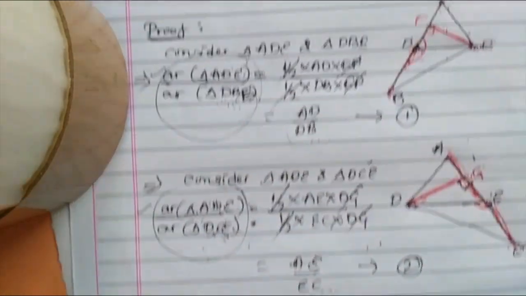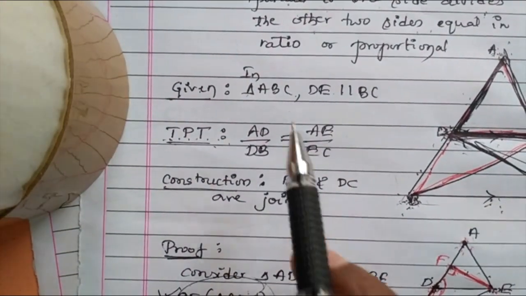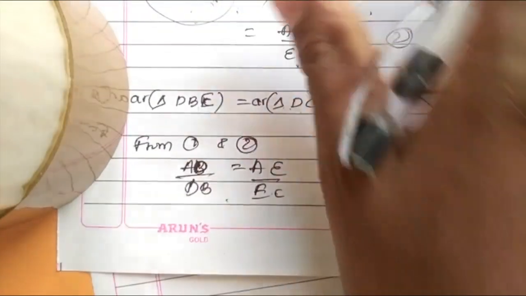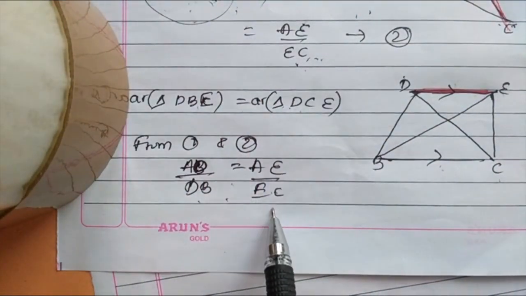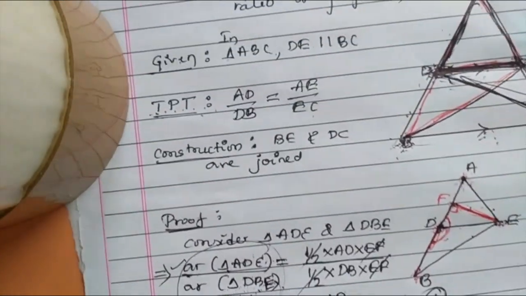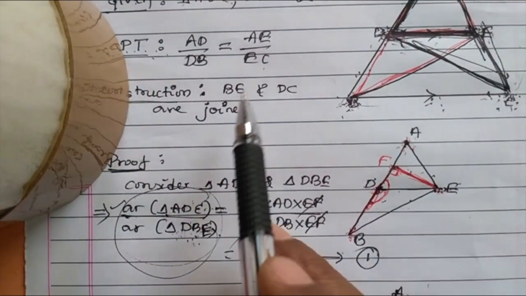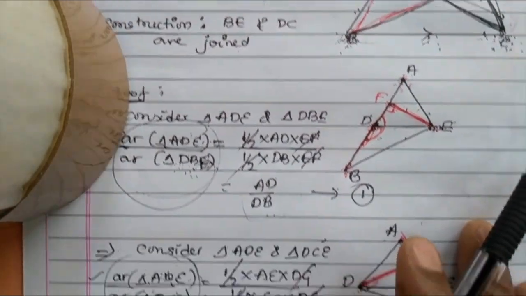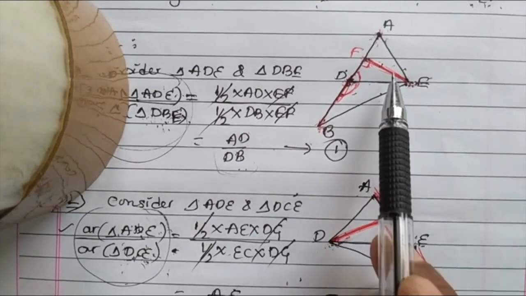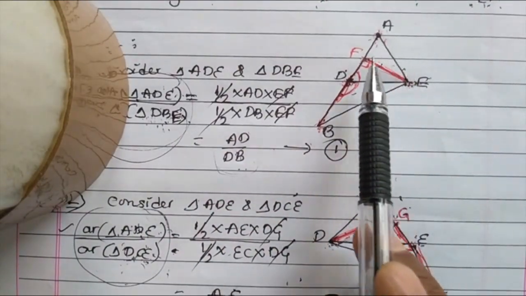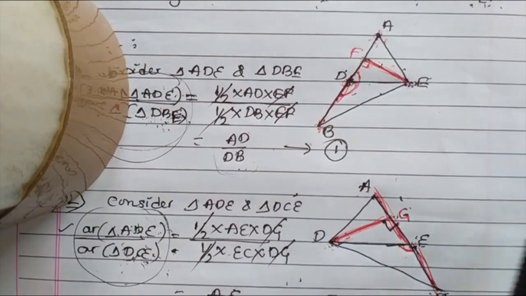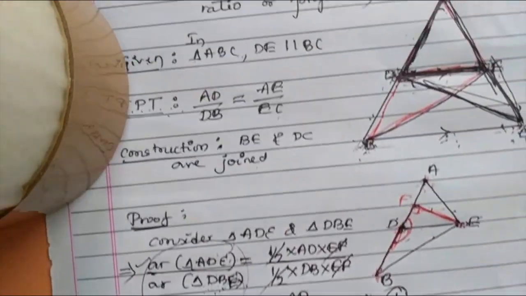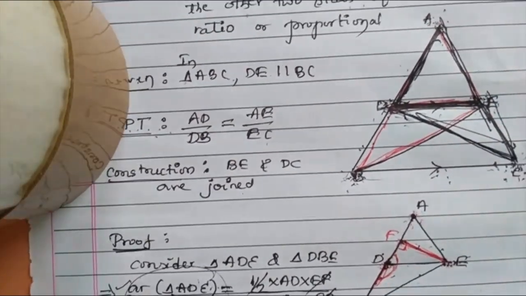AD by DB and AE by EC are both equal. So finally, what was our theorem to prove? AD by DB is equal to AE by EC. That we proved here. In the construction, some part was left out, that is BE and DC were joined. Only that much we have written. Some other construction we did: in the first part, EF perpendicular to AD, and in the second part, DG perpendicular to AE. Both are drawn, so we mention that here.